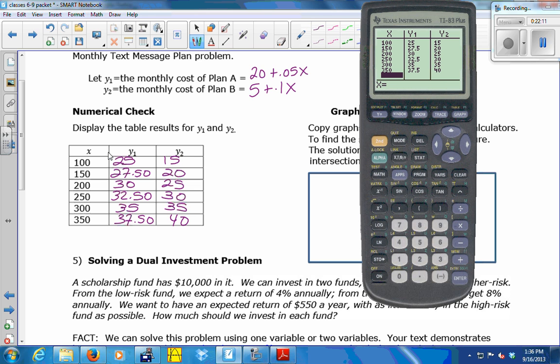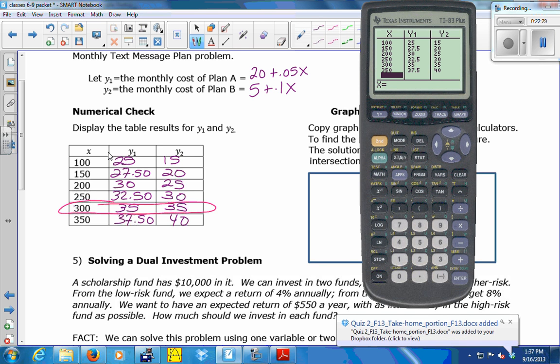Yeah, it depends on how much you text. If you do less than 300, you'd choose plan 2. More than 300, you'd choose plan 1. And if you do exactly 300, it doesn't matter. So this is the point where they are the same. You look through the table for a place where the two y's are equal.